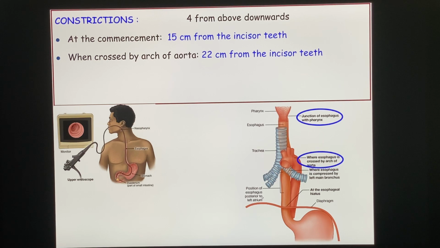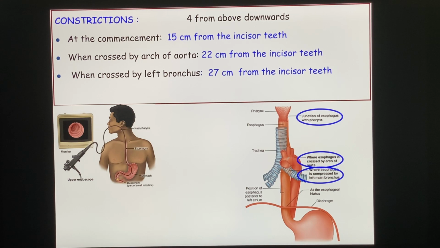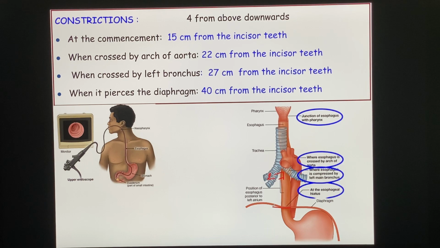That is where the esophagus begins. The pharynx ends and the esophagus begins. The second constriction is where the esophagus is crossed by the arch of aorta, about 22 centimeters from the incisor teeth. Next is when it is crossed by the left bronchus, around 27 centimeters. And the last is when it's piercing the diaphragm, about 40 centimeters from the incisor teeth.